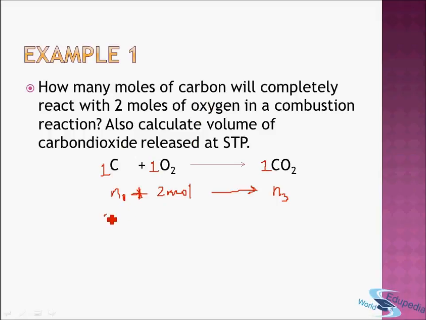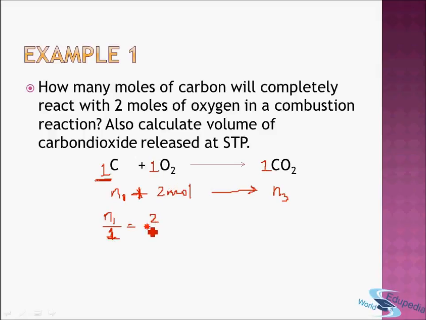So we already know the relation, N1 divided by small a. What is the value of small a here? 1. The stoichiometric coefficient of carbon is 1. So N1 divided by the corresponding stoichiometric coefficient, that is 1, is equal to 2 moles.